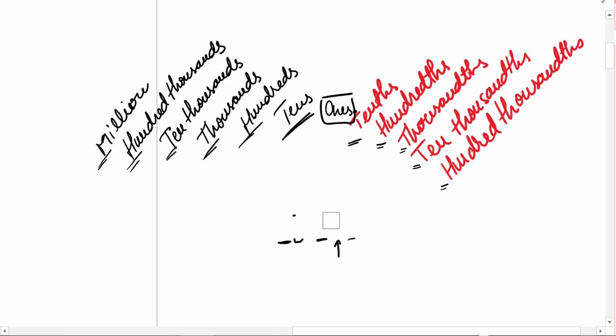So if we are to talk about 37.295 and we want to know the name of the position where 2 is, that is the tenths position. If we want to know the name of the position where 9 is, that is the hundredths position, right? Because we have the decimal point and we're talking about the second position to the right from the decimal point. So it's the hundredths. 5 is on the thousandths position.